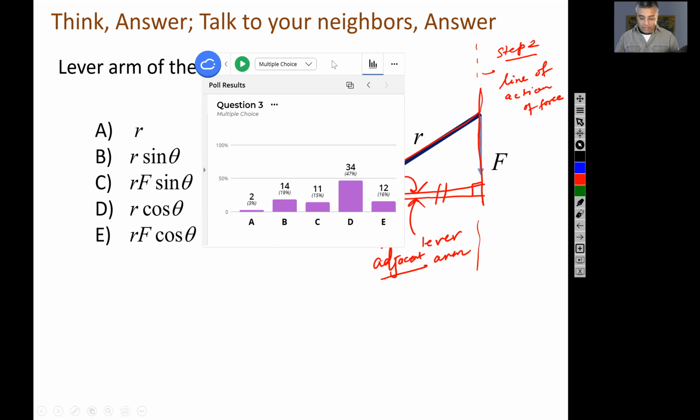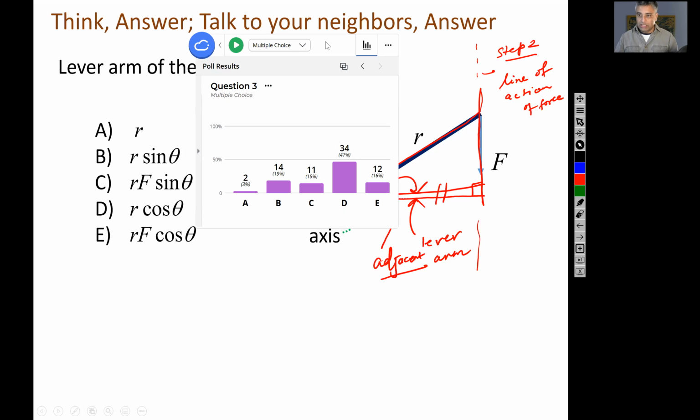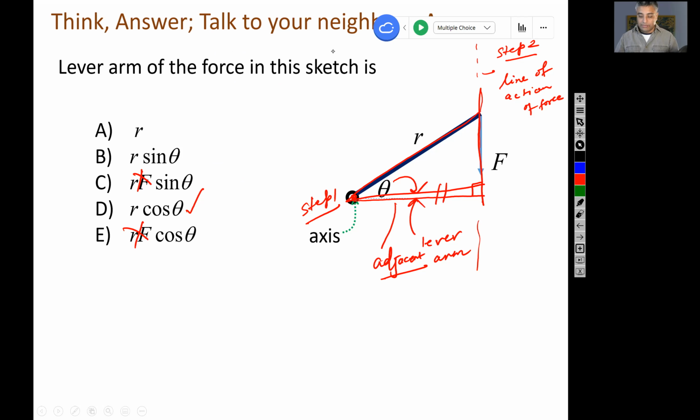And we are not looking for torque. If we are looking for torque, then you multiply lever arm by force. Here we are just looking for lever arm, no torque, right? So the one that has force shouldn't be there. Lever arm is just a length, so there shouldn't be force, okay? So the one with the cosine is going to be the correct answer, which is D, just like most of you identified, but there was confusion.